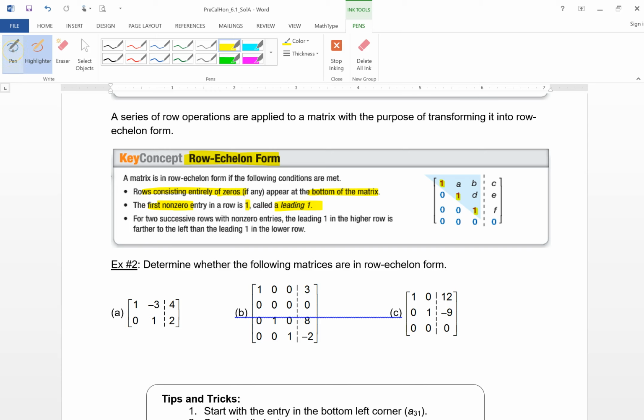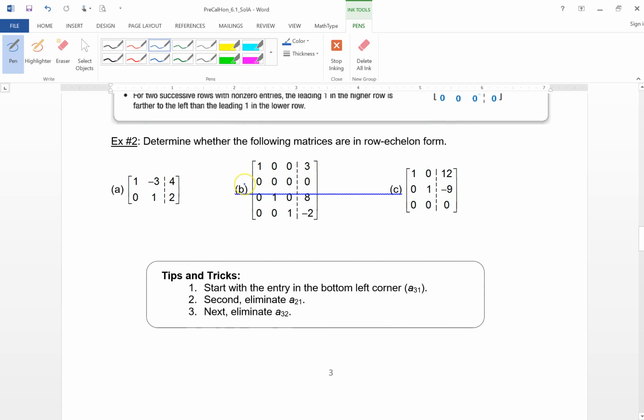Now, is this one in row echelon form? It doesn't have to have zeros, if any. Yes. Okay? So this is yes. What about this one? No, because the row of zeros has to be moved to the bottom. What about this one? Yes.